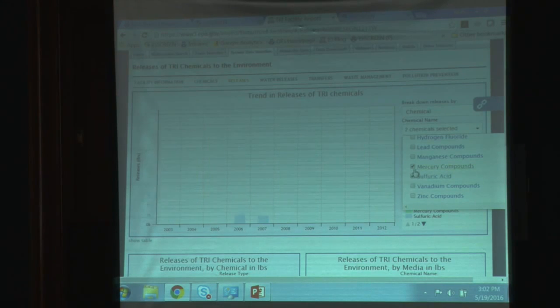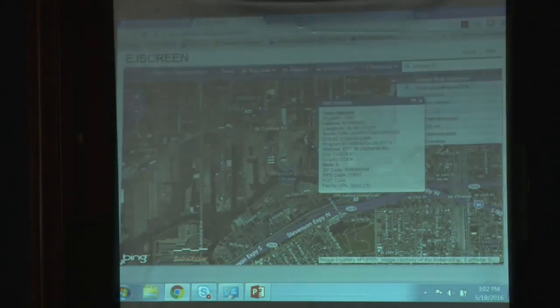You can look at sulfuric acid and see, especially in these 2 years, 2006 and 2007, there was 13,000 pounds of sulfuric acid or 11,000 pounds. So you can go through this tool. There's a lot of information buried in there.